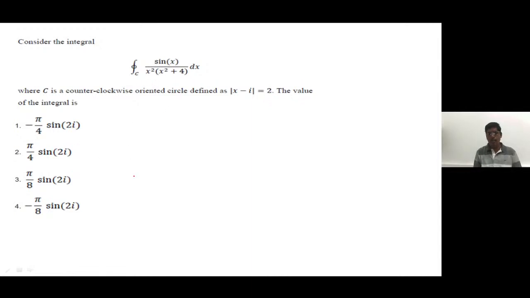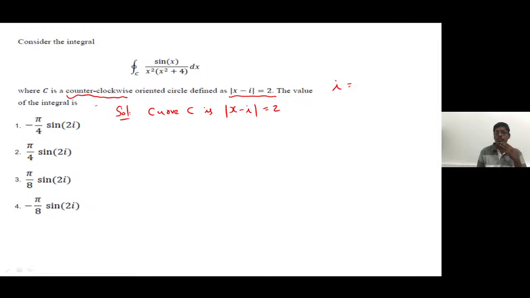Here x is not a real variable, x is a complex variable usually taken. So anti-clockwise positive direction is given. This is the curve equation, mod z minus i is equal to 2, so here that is mod x minus i equal to 2. Solution. Curve C, equation is mod x minus i is equal to 2. You know that i value is square root of minus 1.